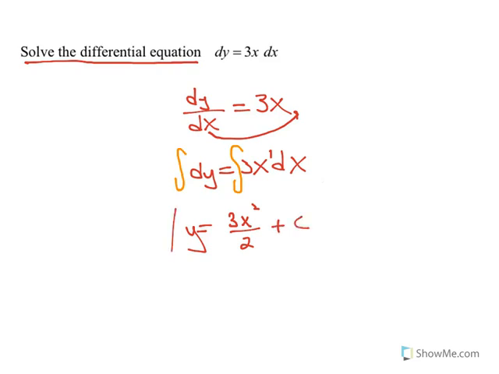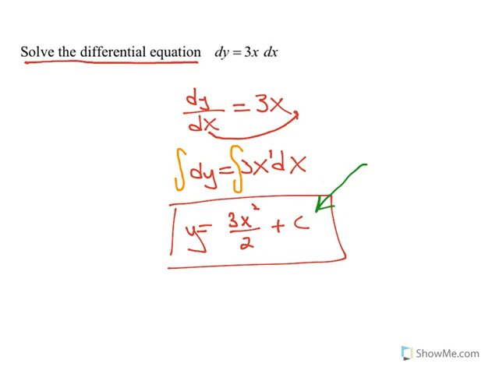And this is what we call the general solution. The general solution, because we haven't solved for c, we don't know what ordered pair this new function will need to pass through. If they give you a point for it to pass through, then you can plug in your point x comma y and solve for c. But right now we know that the antiderivative would be 3x squared over 2 plus some sort of vertical shift c for a general solution.